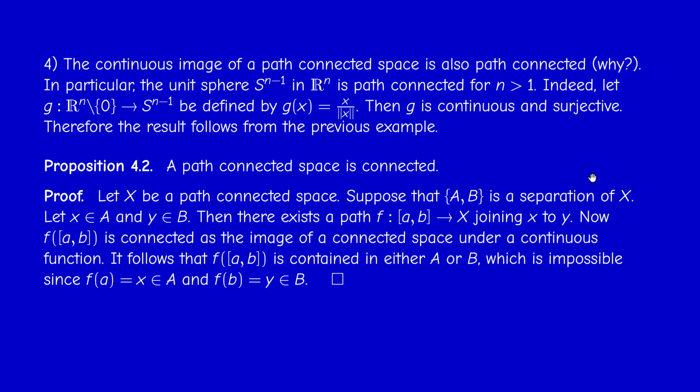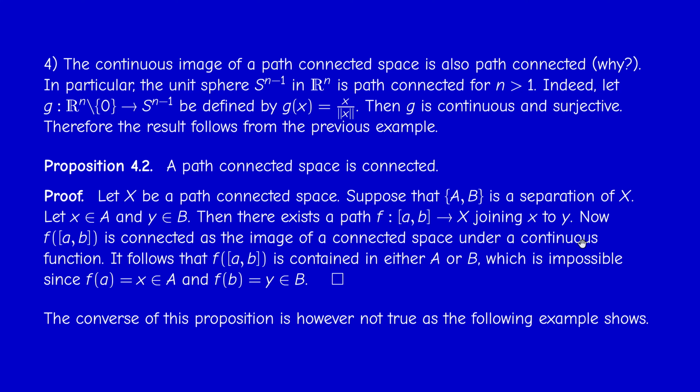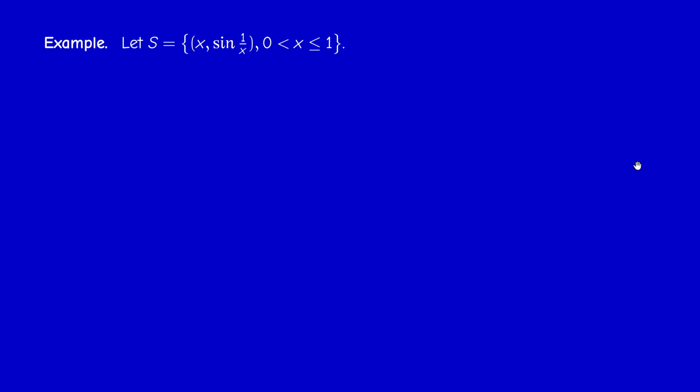So path connectedness is a stronger condition. Now, the converse in general need not be true. And I will give you a fundamental example known as the topologist's sine curve. And then I will end the video with a situation where connectedness and path connectedness are equivalent. Okay, the topologist's sine curve.